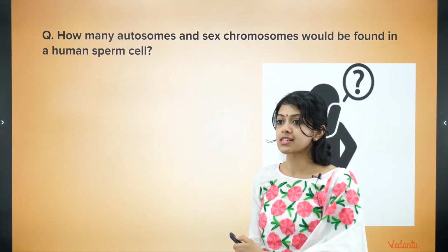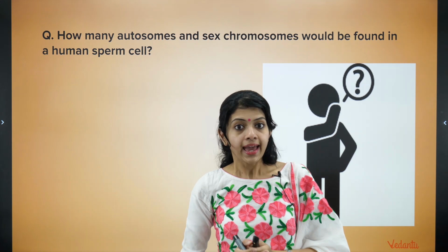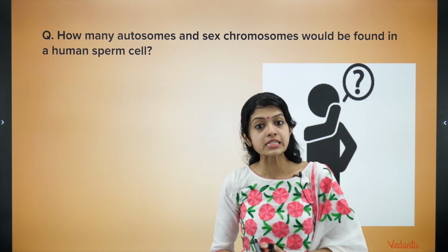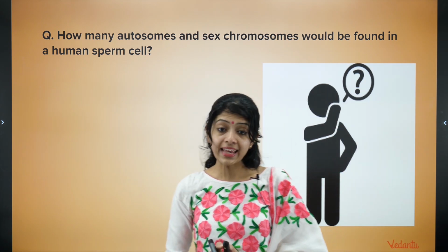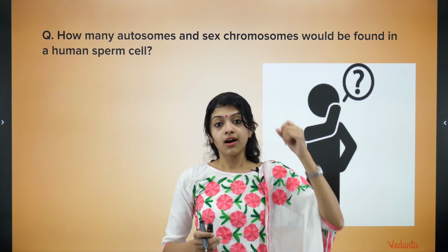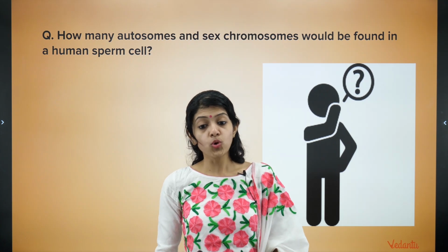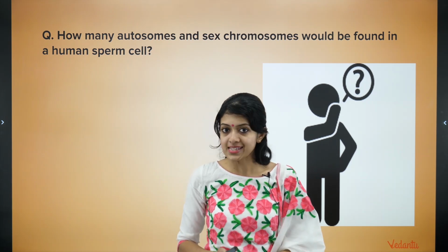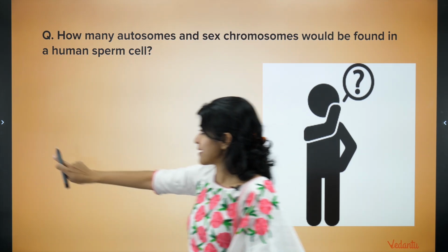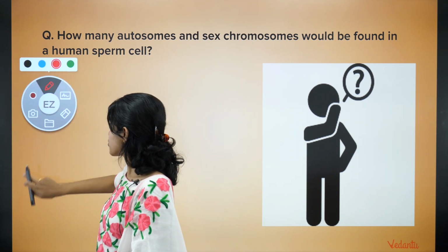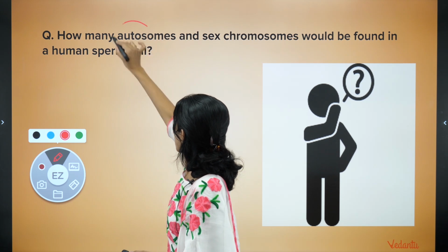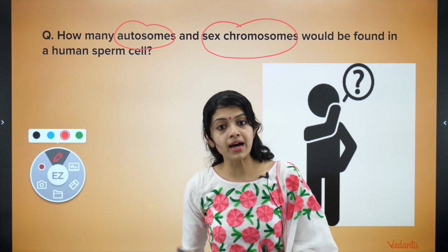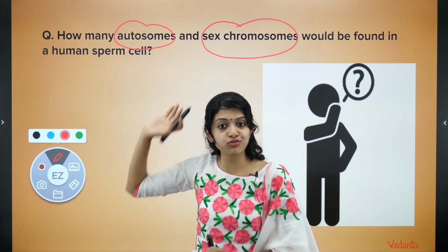Before we start, this is the homework question that we had in yesterday's session. How many autosomes and sex chromosomes would be found in a human sperm cell? I did get a lot of very quick answers, and what I was surprised about was that most of you gave the answer as 23, which is not wrong, but not the most appropriate answer, because my question here specifically says how many autosomes and sex chromosomes. Autosomes and sex chromosomes have been specified.